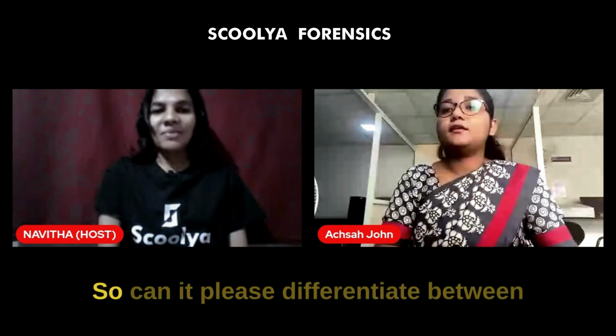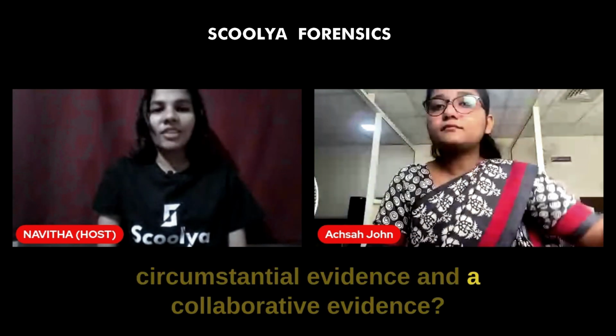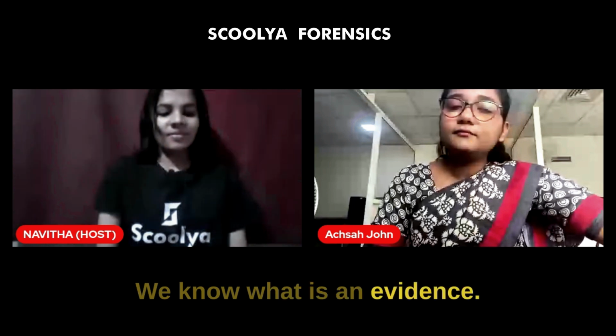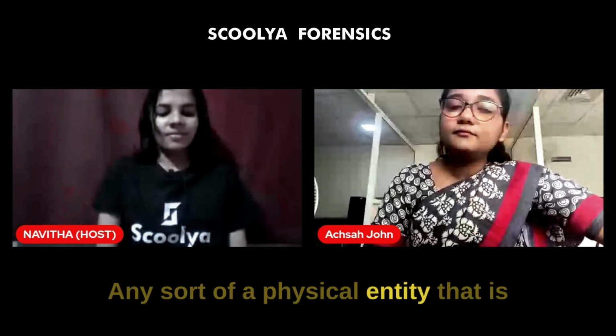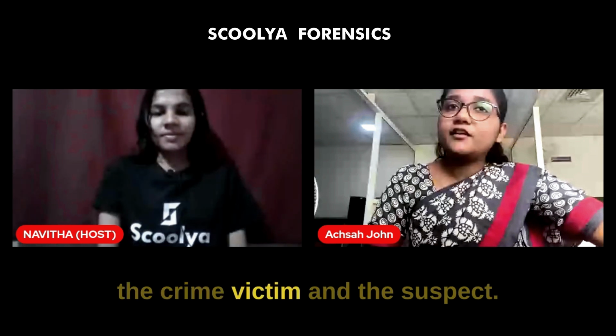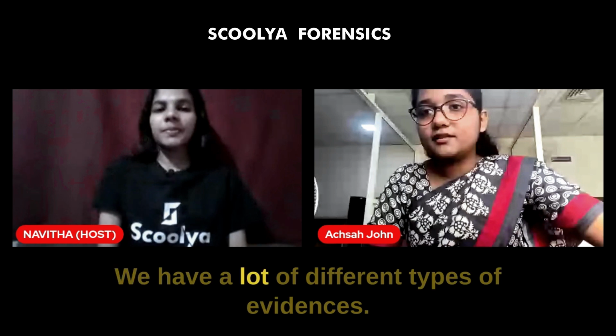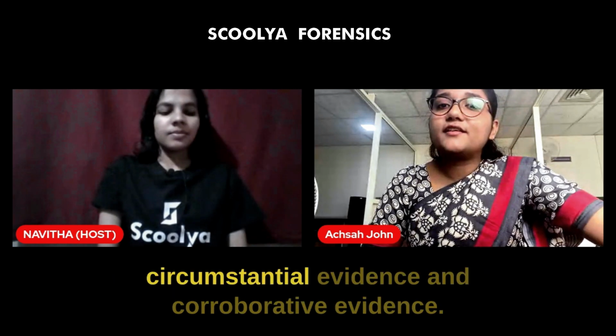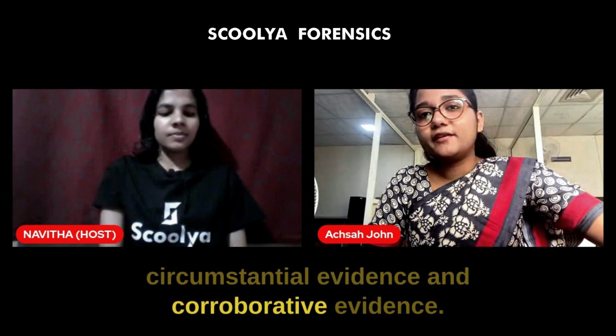Okay, ma'am. So can you please differentiate between a circumstantial evidence and a corroborative evidence? Okay. We know what is an evidence. Any sort of physical entity that is present in a given crime scene which links the crime victim and the suspect, that is an evidence. Now we have a lot of different types of evidences. Under that we have the circumstantial evidence and corroborative evidence.